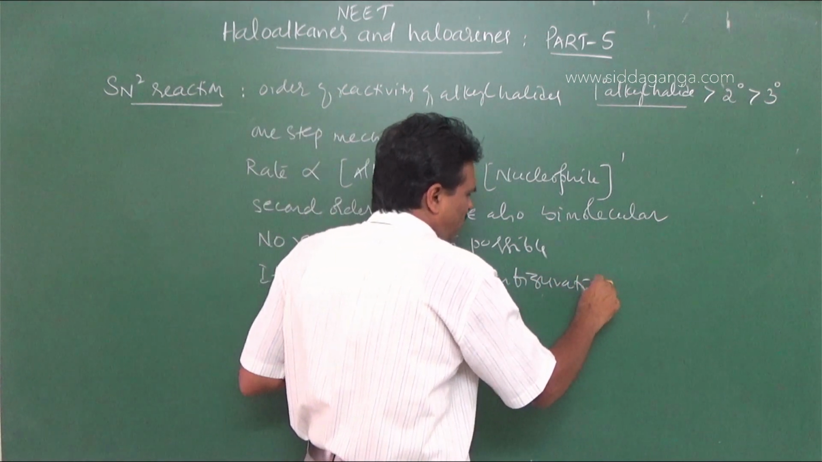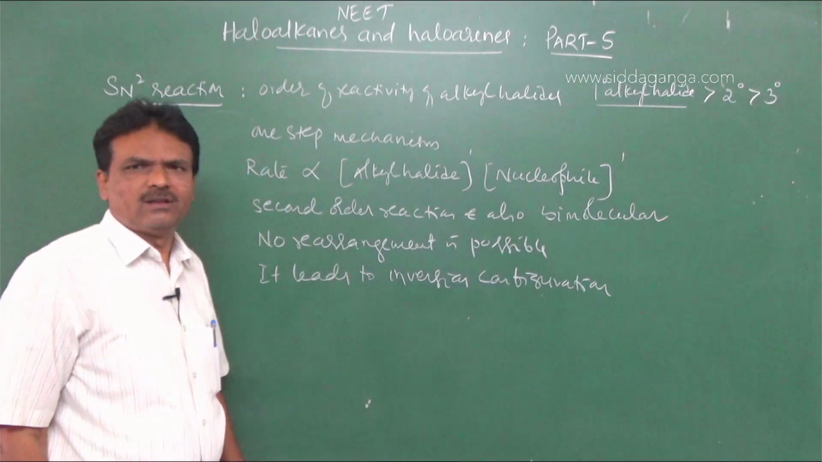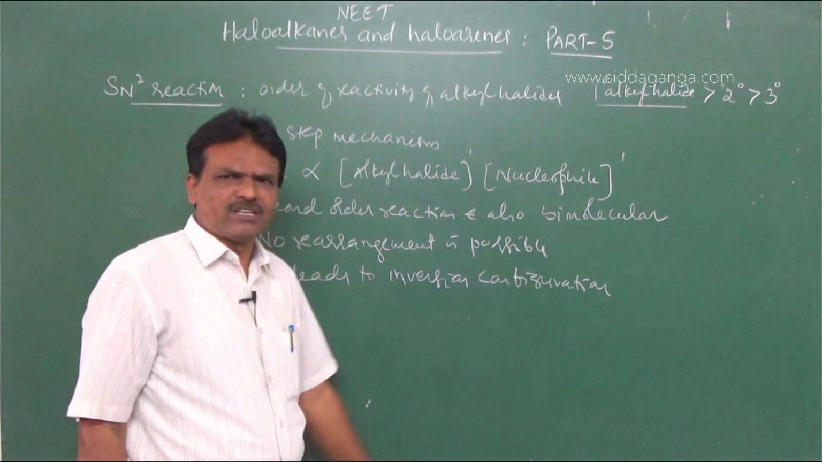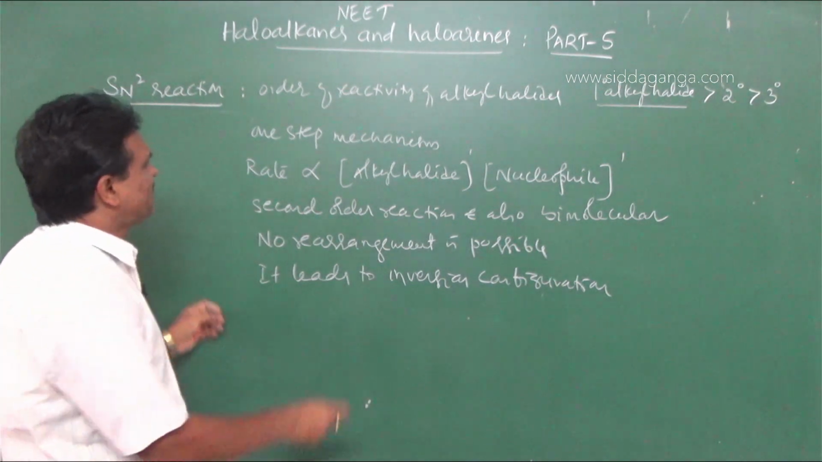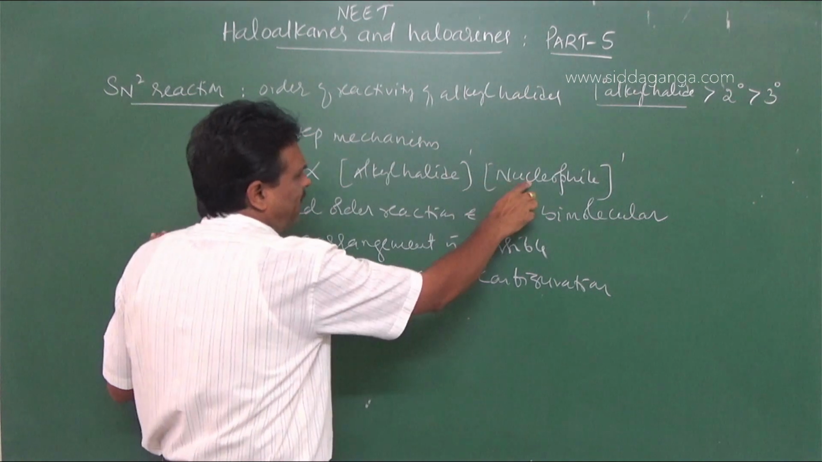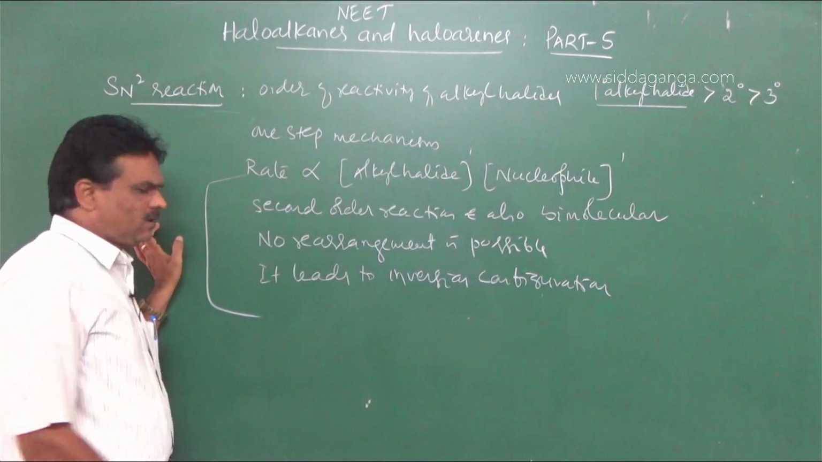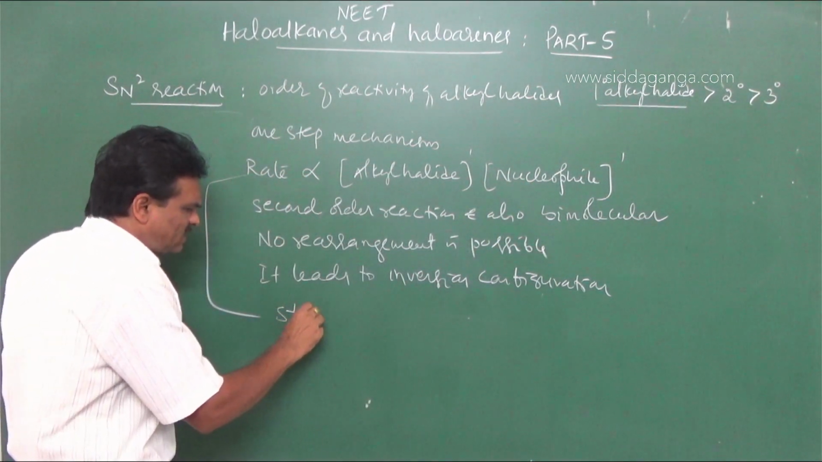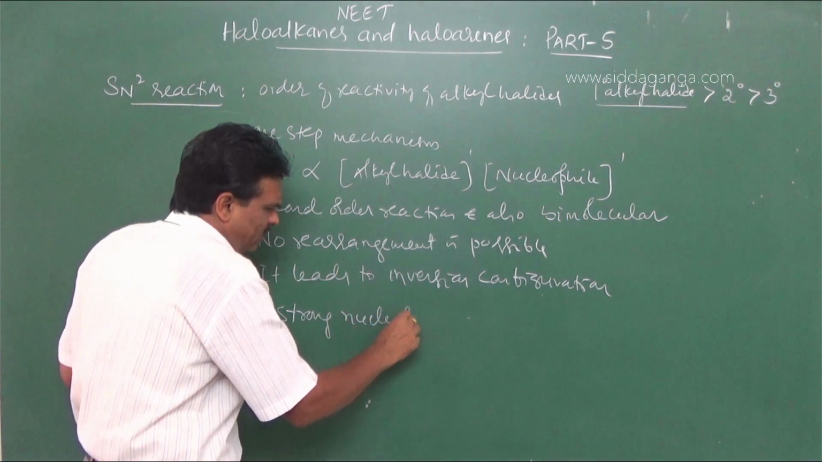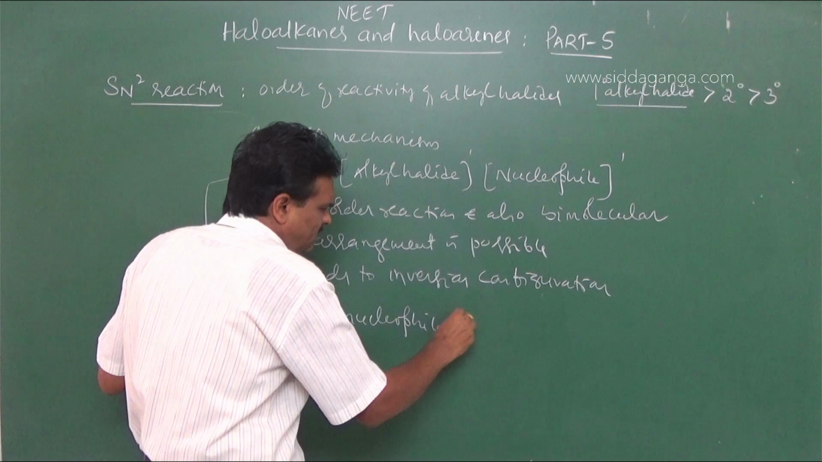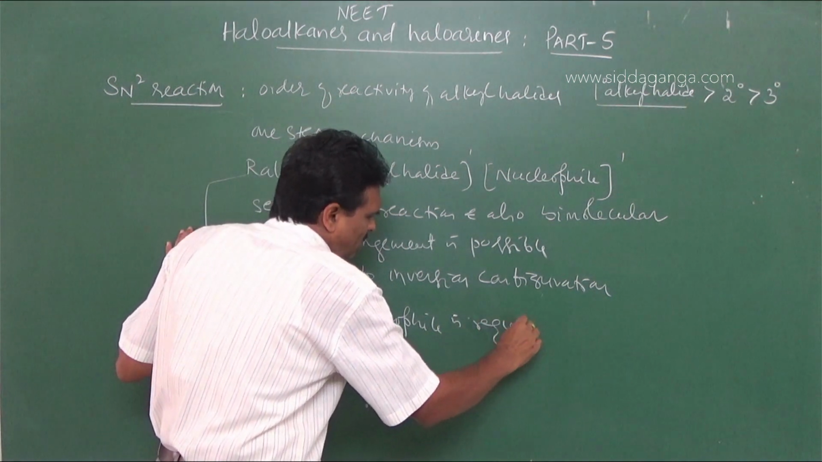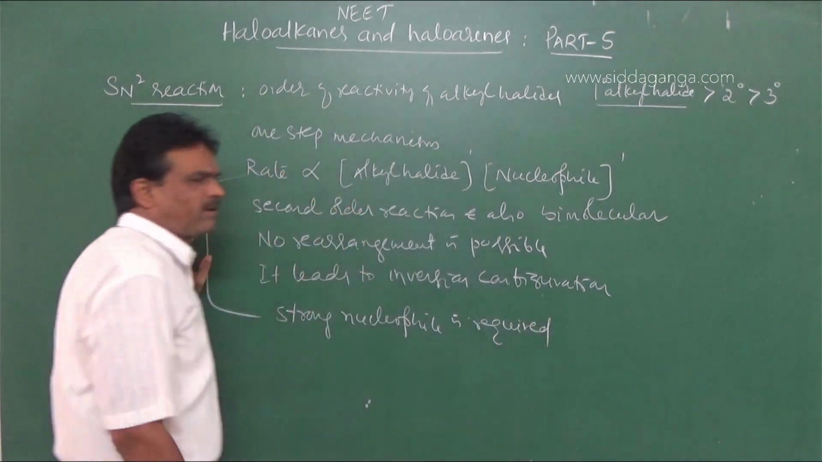It leads to inversion configuration. There is no racemization. Only inversion configuration can be observed. Since the rate depends on both alkyl and nucleophile, a strong nucleophile is required.